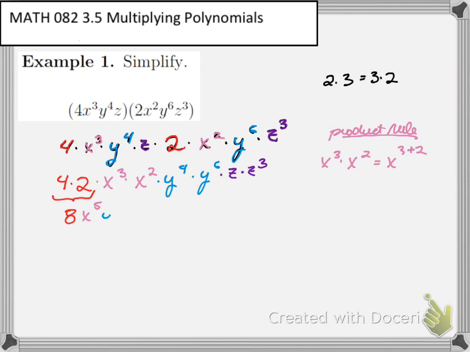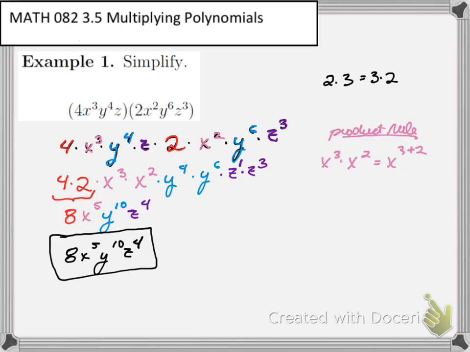Okay, then we have y to the 4 plus 6, or 10th power. And then z, remember we can always write a 1 here, right? 1 plus 3 is 4. So we'll write this in a monochrome sort of way so that it looks a little bit more professional. So we have 8x to the 5th, y to the 10th, z to the 4th, and that's our final answer. So the product of two monomials is itself a monomial.